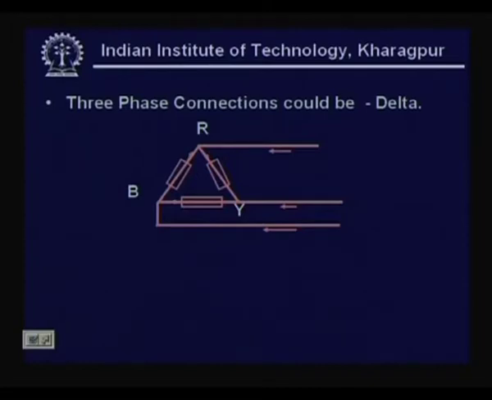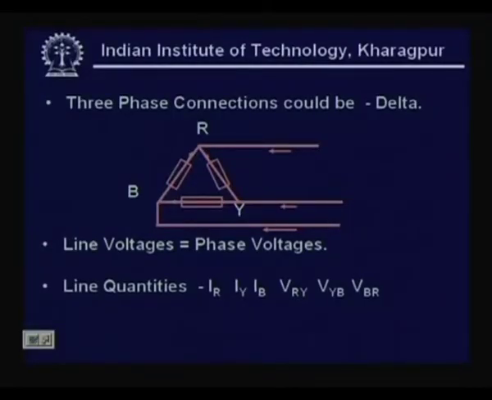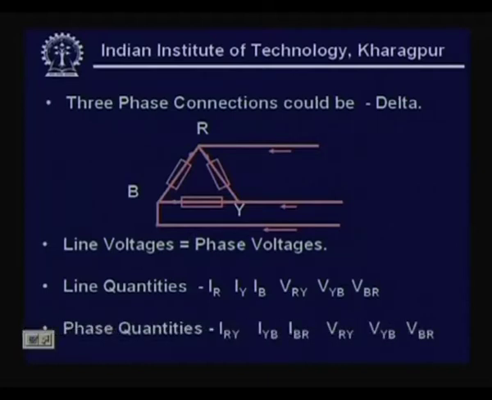Therefore, the moment you do this, we have two things coming up: lines and phases. So you have line quantities and phase quantities coming into the picture. Within the delta, the currents through and voltages across the sources are called phase quantities, and the currents through the three lines employed are called line currents, and the voltage across them are called line voltages. As may be seen, the line voltages are equal to phase voltages in case of a delta. The line quantities are IR, IY, IB, VRY, VYB, VBR, and phase quantities are IRY, IYB, IBR, VRY, VYB, VBR. So in case of a delta, we have line voltages equal to phase voltages.